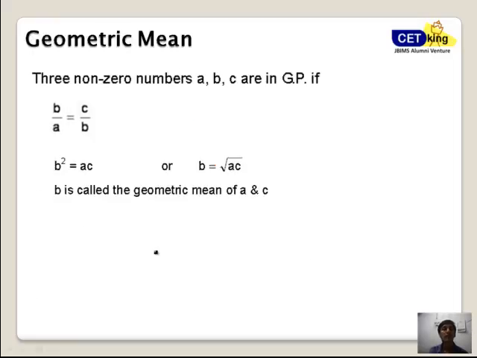Let's see what we mean by geometric mean. When three numbers A, B, C are in GP, then we know that the common ratio of two consecutive terms is equal. So B by A is equal to C by B, which gives us B square is equal to AC, or B is equal to root of AC. Here the middle term B is called the geometric mean of A and C.